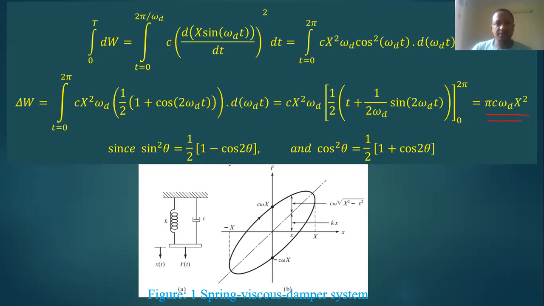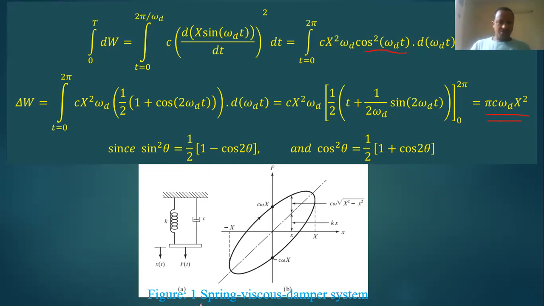This is the work done. Here we can substitute some trigonometric relations, because sine squared theta is equal to 1 over 2 times (1 minus cos 2 theta), and cos squared theta is 1 over 2 times (1 plus cos 2 theta). So we apply these trigonometric relations in this equation. The trigonometric relations must be replaced in order to get this.